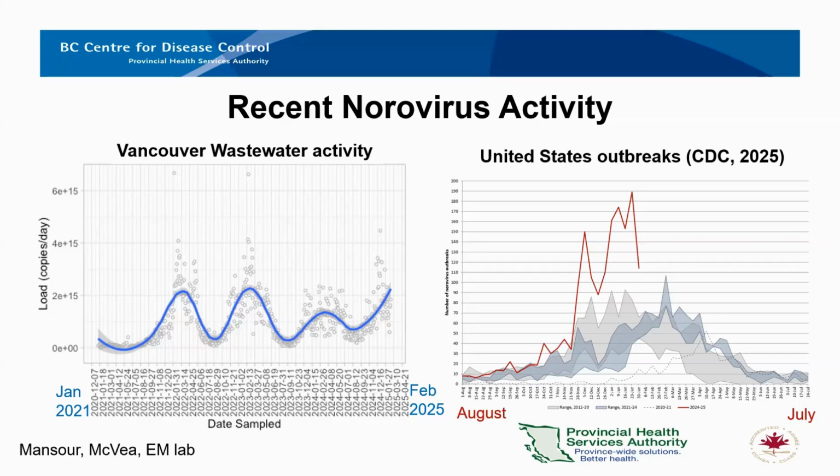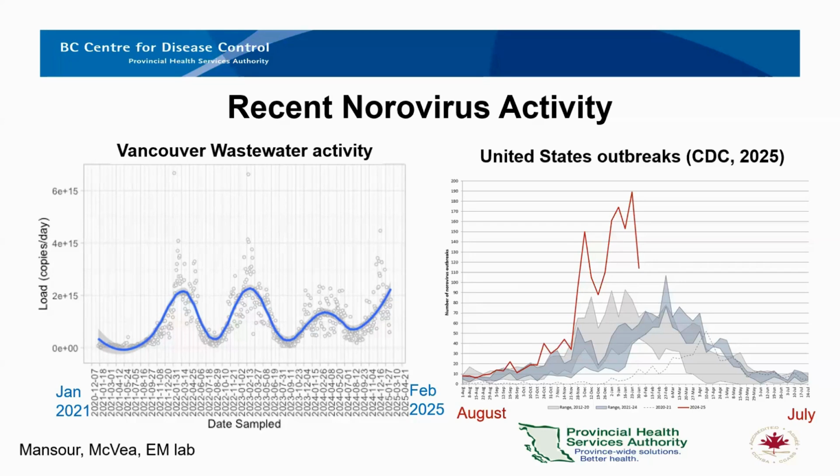So what seems to be apparent from the blue curve is that we haven't quite peaked yet, and we're already past the previous peak. So something's going on, as in it seems that we're having a worse season for norovirus this year. And we've seen similar media reports across the country as well in a number of other Canadian provinces. On the right side, you're seeing a curve for a number of outbreaks that have been reported to the CDC in the United States.